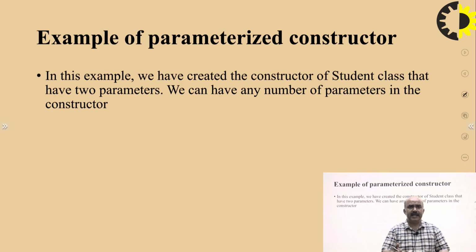So, let's take an example in which parameterized constructors are being created. Here again we have taken the student class, which has 2 parameters, but we can have any number of parameters in a constructor. We can create 1 parameter, 2 parameters, or 3 parameters, depending upon the need.